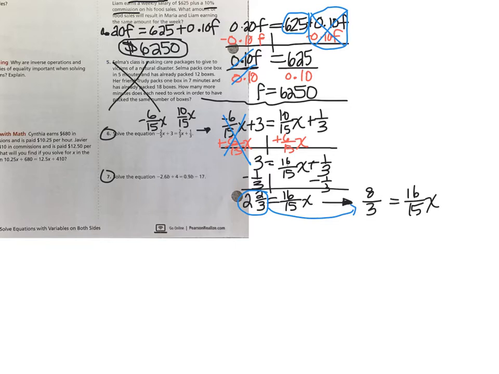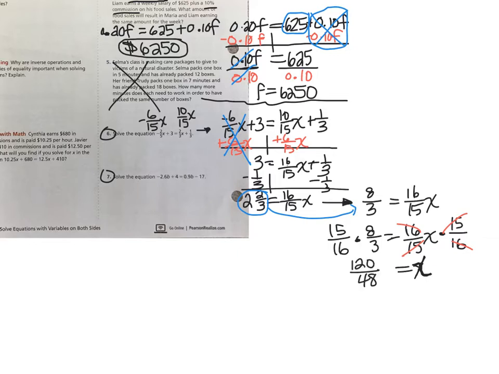The next thing that I'm going to do is multiply by the reciprocal of the term with the x. In this case, 16/15x is going to get multiplied by 15/16. Leave the x where it is because that's what we want on that side of the equal sign. So my 15s and my 16s disappear. On the right side I've got x, and on the left side now I need to do this math. Remember, when you multiply fractions, you multiply straight across the numerators and straight across the denominators. And you should get 120 over 48.